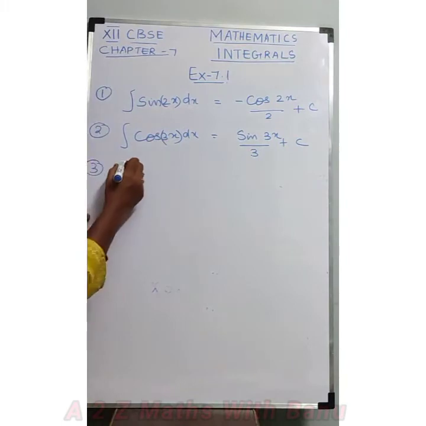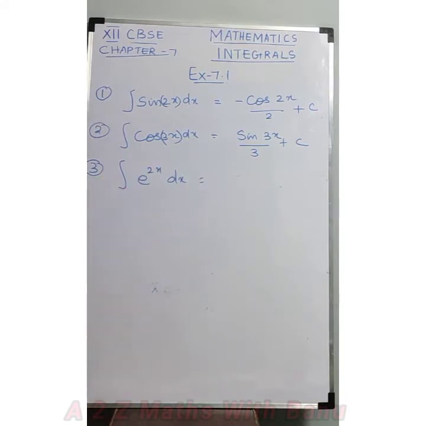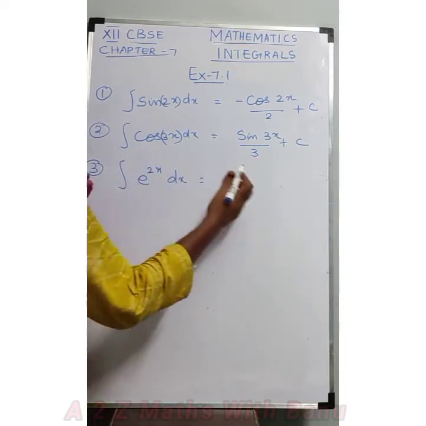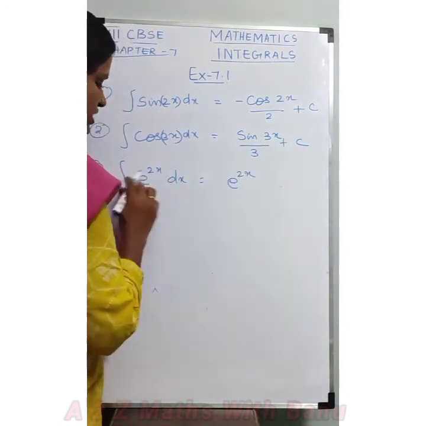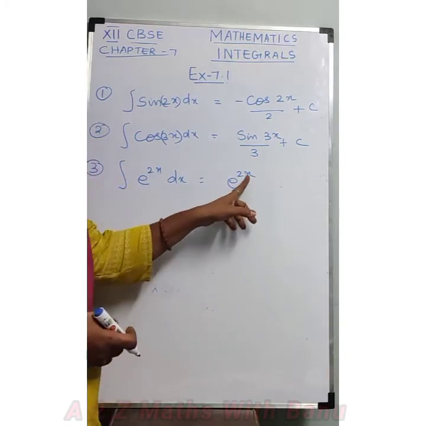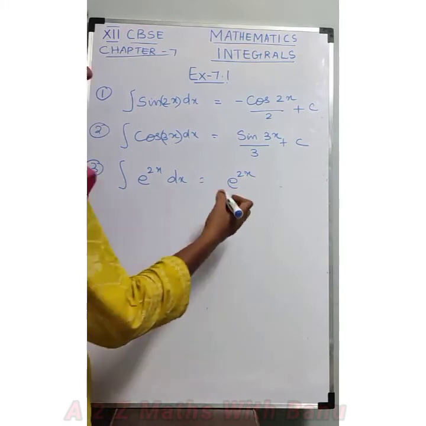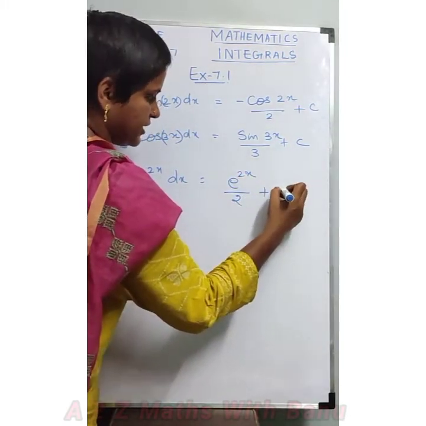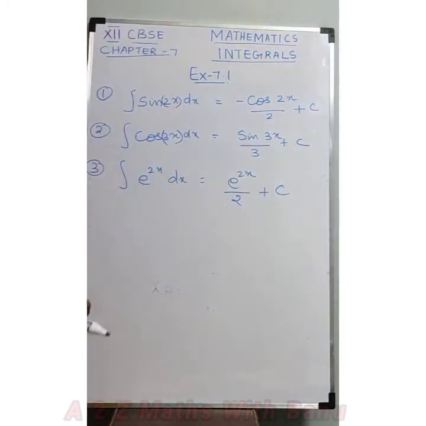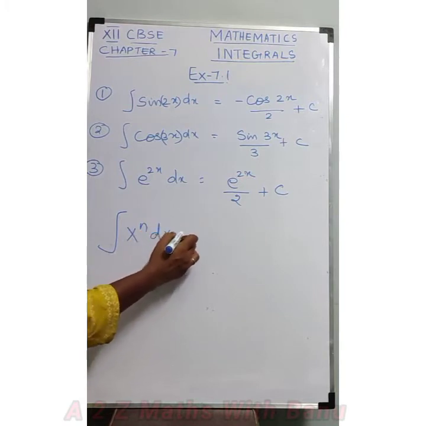Then the third problem is the integral of e power 2x. The integration of e power x is e power x itself. So for e power 2x, this is not simply x, it is a function of x, so whose derivative has to be divided. The derivative of 2x with respect to x is 2, which has to be divided. Then adding the constant.